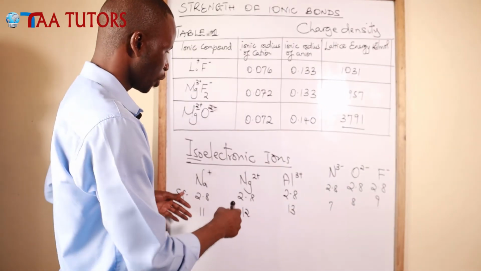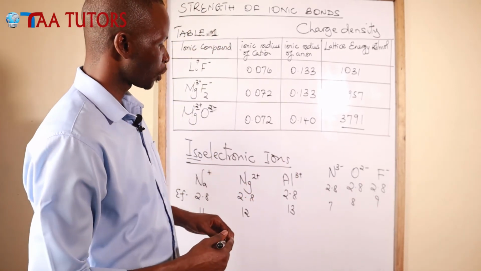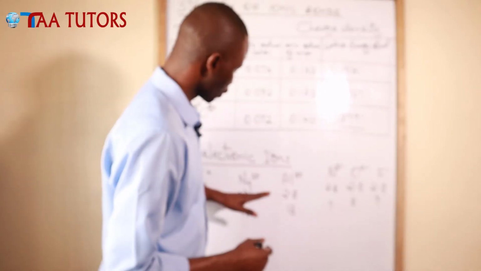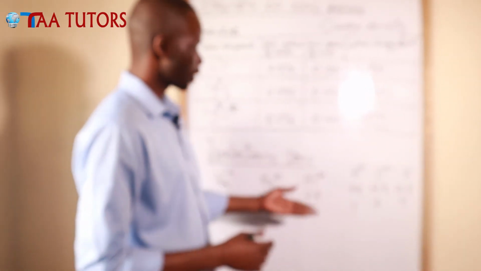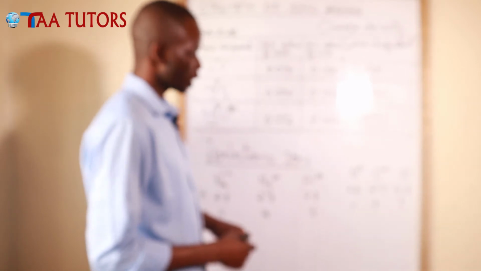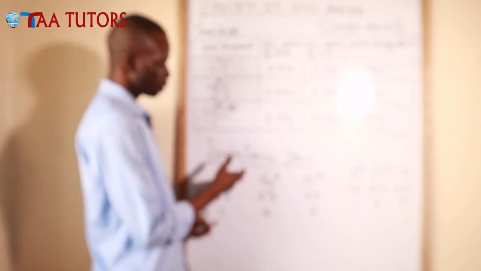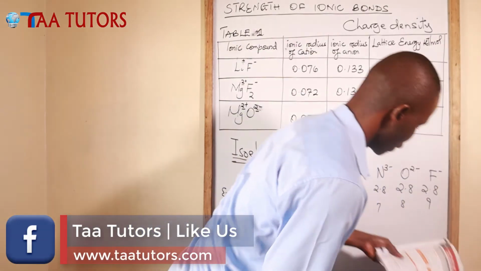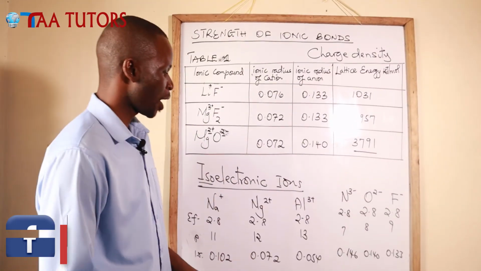So we can talk about all these six ions as isoelectronic ions because they have the same number of electrons, 10, 10, 10, 10, and 10. And they also have the same electronic configuration. If they have the same number of electrons, they must have the same electronic configuration as well. We are going to see the atomic radii of these ions, so let me indicate them down here.